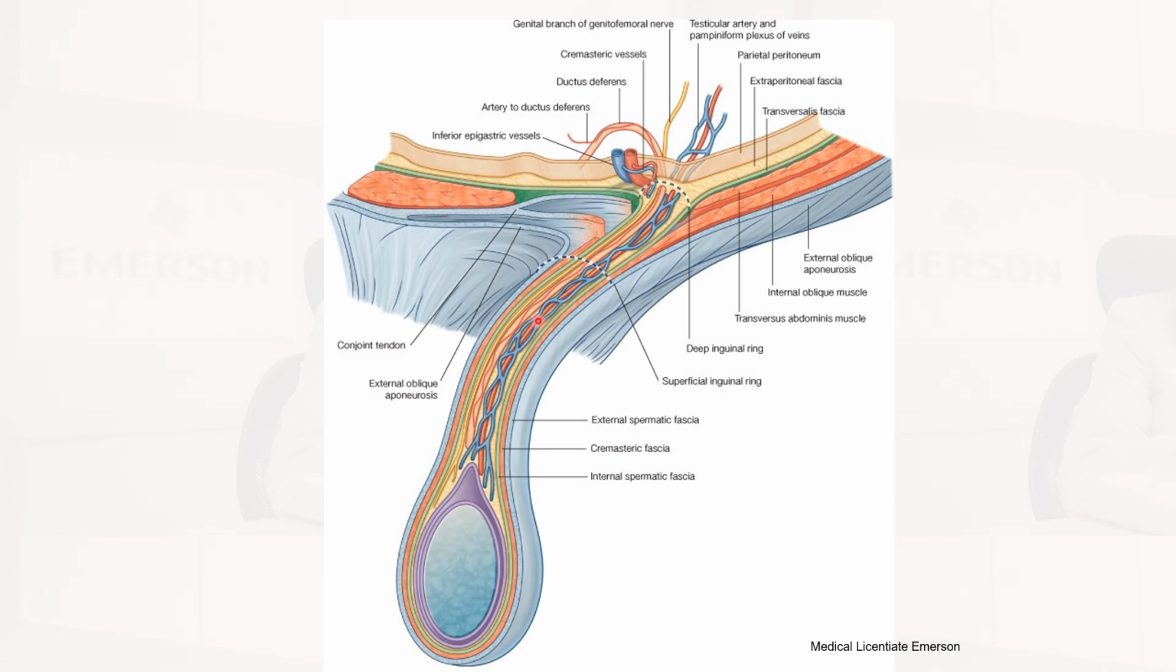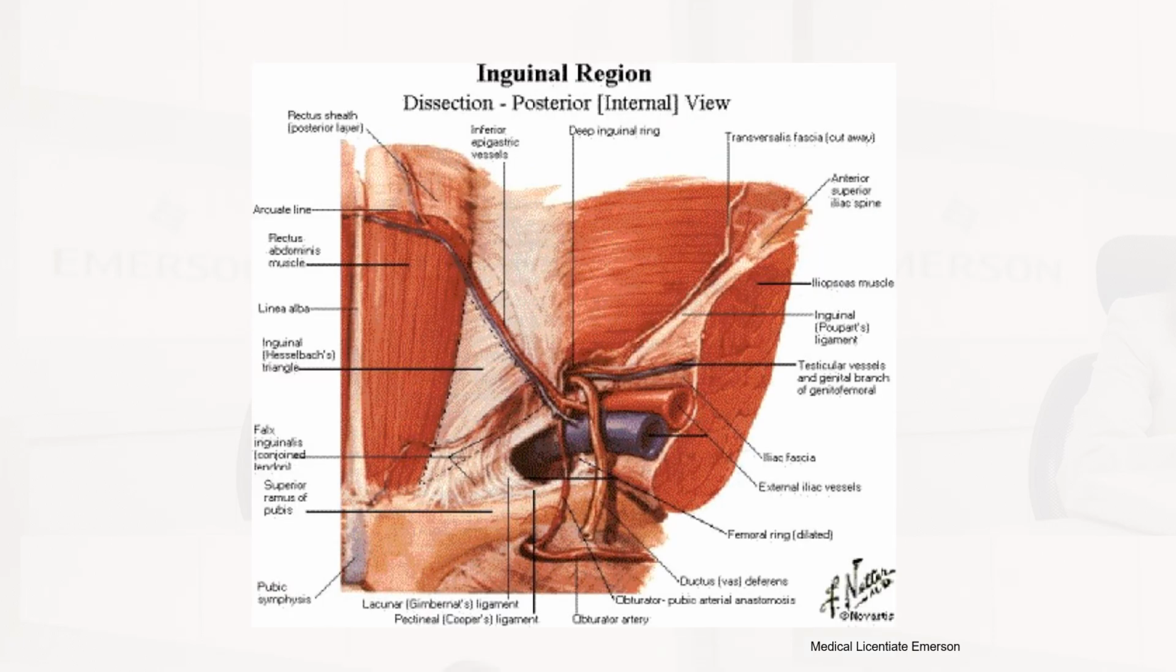Okay, then we have the nerves. We have the sympathetic nerve, the ilioinguinal nerve, then the genital branch of the genitofemoral nerve. Those are the nerves. So I think we have actually gone through the contents of the spermatic cord. Those are the contents of the spermatic cord.